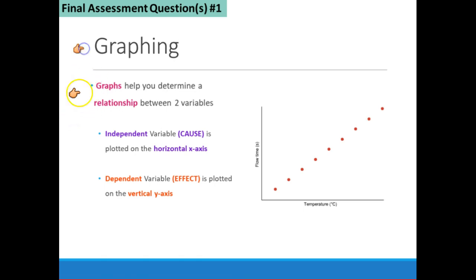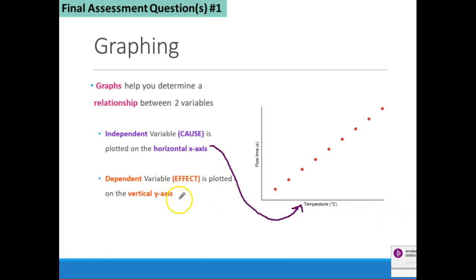All right, guys, so question number 1, we're starting at the beginning. Graphing. Remember, graphing helps us determine the relationship between two variables. Those two variables are the independent variable, which is what we start with, or the cause of our experiment. For example, if we're trying to melt honey and make it flow faster, temperature would be the independent variable. That's what we're in charge of. That's what we can change. And we plot that along the horizontal axis, the left-right axis.